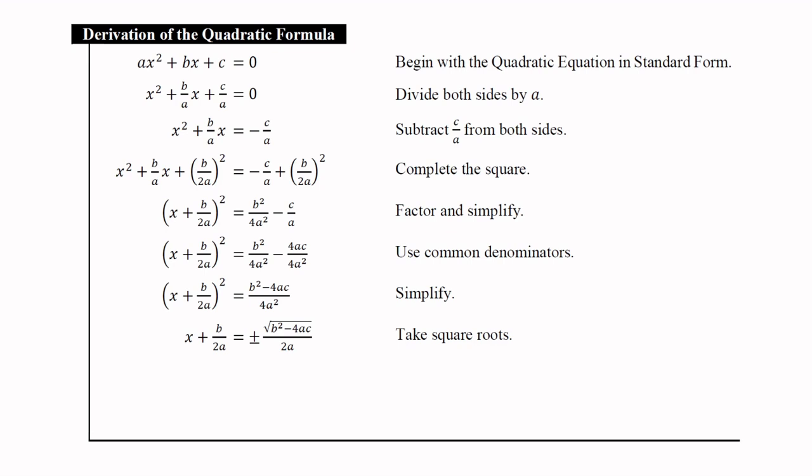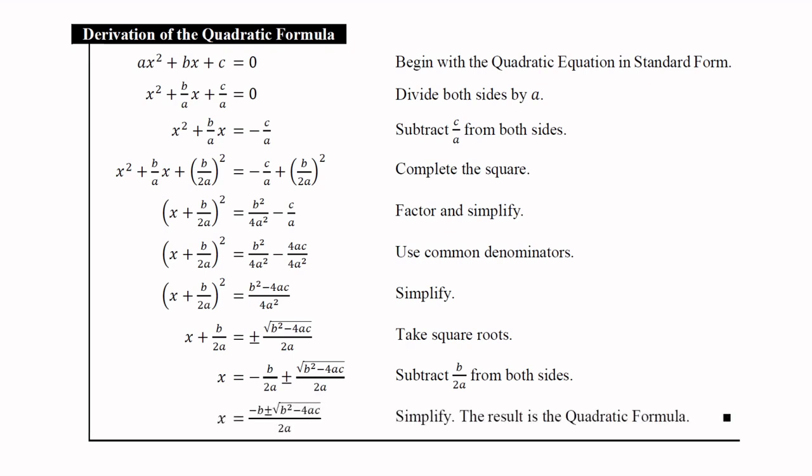Now, let's finally subtract b over 2a from each side to get x by itself. So we're going to stick that out in front. So you have minus b over 2a plus or minus the square root of b squared minus 4ac all over 2a. And then finally, since we have a common denominator of 2a, we can combine to get the quadratic formula. x equals the opposite of b plus or minus the square root of b squared minus 4ac all over 2a.